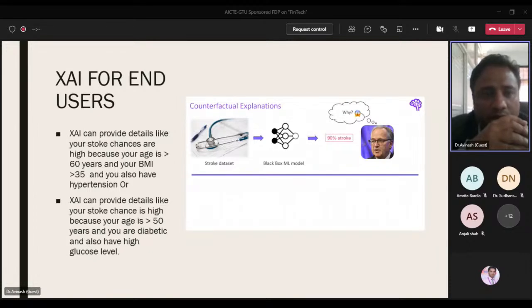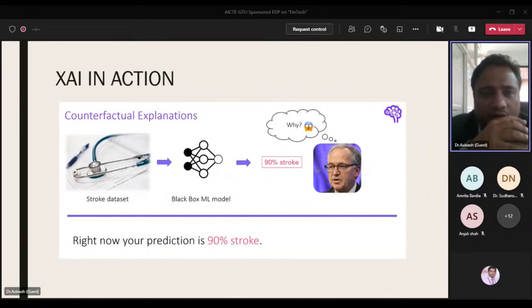In that case the stroke chances are high. So explainable AI can provide details like the stroke chance is high, and that you have some other problems, such as diabetes or a high glucose level. In that case, with the traditional parameters the normal AI system will give you a negative decision, that there is no chance of stroke. But if you have some additional factors, the explainable AI can help users better understand why they are more prone to the disease.